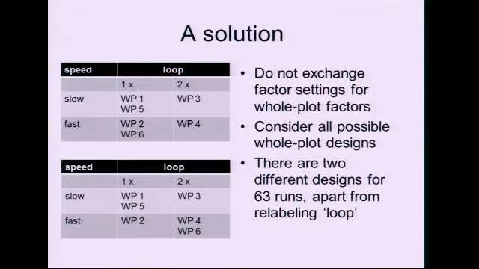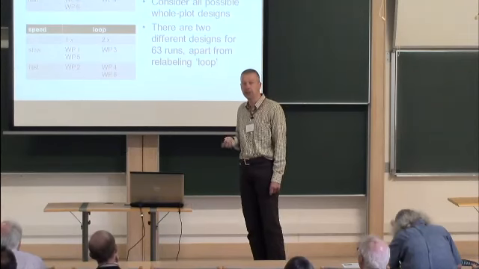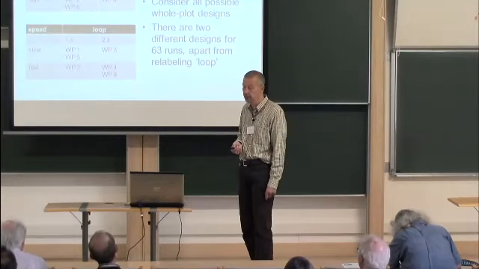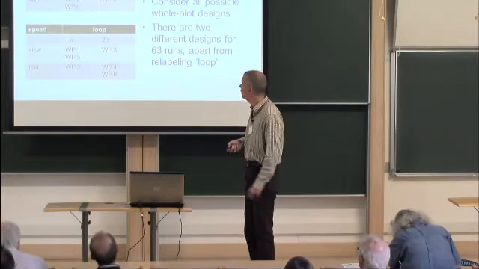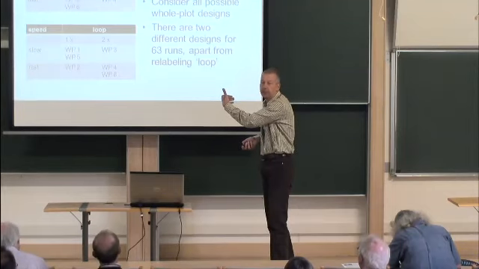The first design has proportional replication. There is a 2-to-1 ratio for the slow runs over the factor loop, and there's a 2-to-1 ratio over the fast runs over the factor loop. And the second design doesn't have this proportional replication. There is a 2-to-1 ratio for the slow speed, but a 1-to-2 ratio for the fast speed. And of course, if you relabel the factor loop, you have in principle the same design.